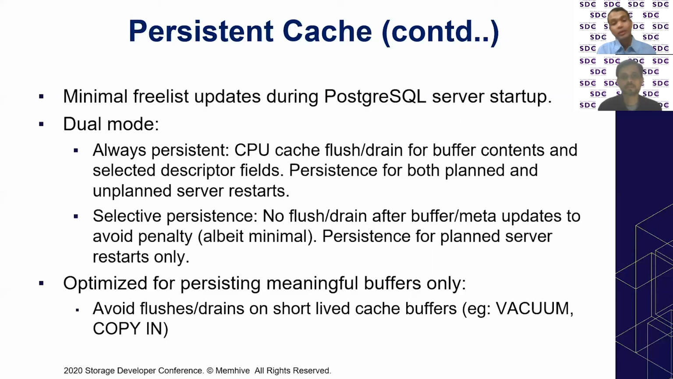Memhive Postgres also has an optimization to avoid persisting buffers from operations such as vacuum or bulk writes, which result from copy-in operations. These operations use a very small ring of buffers that are overwritten frequently. Moreover, flushing and draining these buffers can increase the time to complete these operations.